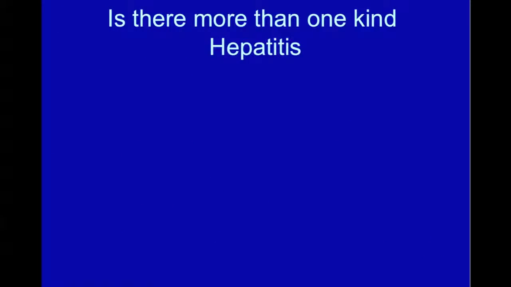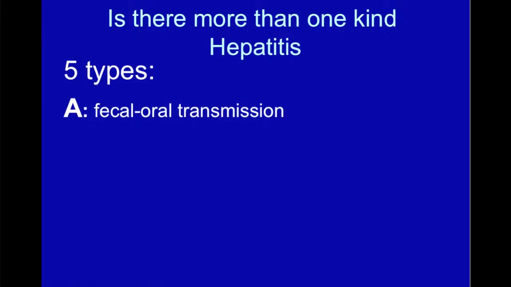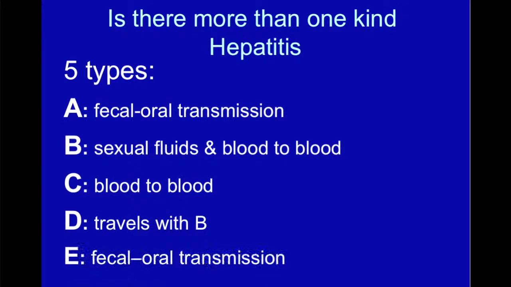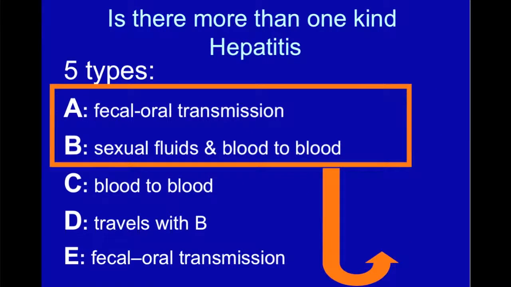First of all, let's talk about, is there more than one kind of hepatitis? And the answer is yes. There's actually 5 types: A, B, C, D, and E. We'll talk a little bit about each of these, but our primary focus today is going to be hepatitis C. Both hepatitis A and B are vaccine preventable. And again, it's a very good idea if you have not received the hepatitis A and B vaccine to go ahead and get that if possible. The hepatitis A is a 2-shot series. You get one now and then one in 6 months. And the hepatitis B series is a 3-shot series.